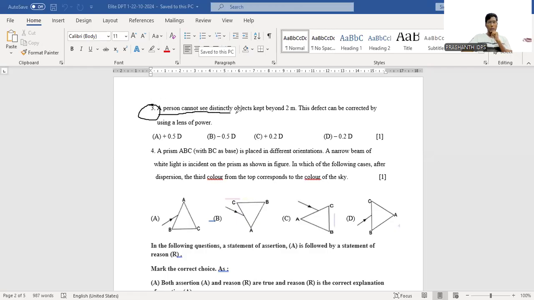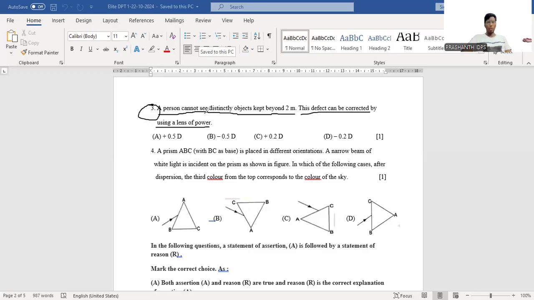A person cannot see distinctly objects kept beyond 2 meters. So the person can't see if the distance increases to more than 2 meters. This defect can be corrected by using a lens of what power? This is the question which I asked in the MCQ, a very important question.